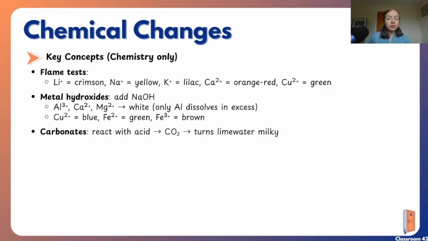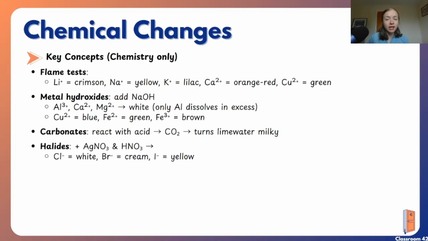So you also need to be able to know the test for carbonates. They react with acid to produce carbon dioxide, and as we've seen with the gas test, that will turn lime water milky. You also need to know the test for halides, so that is adding silver nitrate to nitric acid, and if it's chlorine, it will produce a white precipitate. Bromide, it will produce a cream precipitate, and iodide a yellow precipitate.